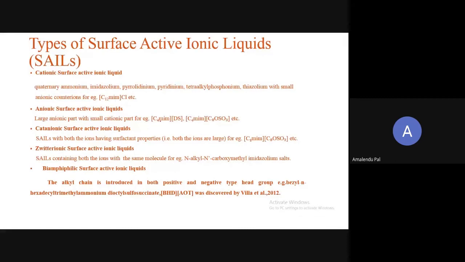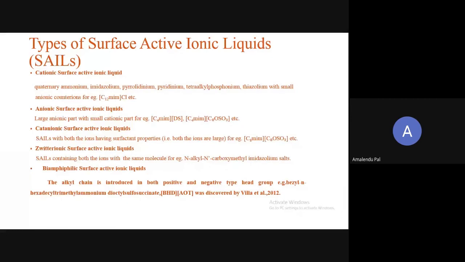Another thing, C4 means 1-butyl-3-methyl imidazolium dodecyl sulfate. Here the DS anion part is larger than the C4 cation part. That's why we say anionic surface active ionic liquid. Another is the catanionic surface active ionic liquid, where both are the same size, C8 and C8OSO3, both the same size. That's why we say catanionic surface active ionic liquid.